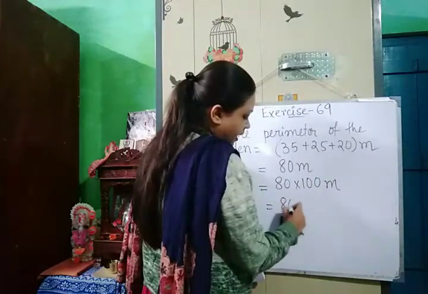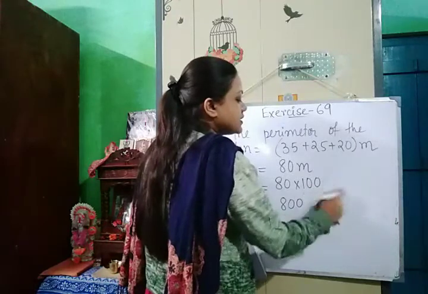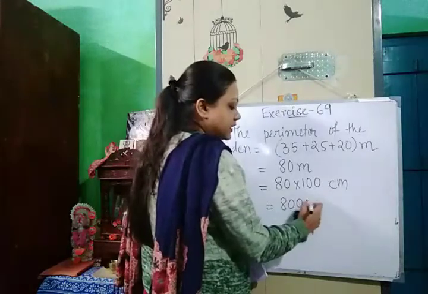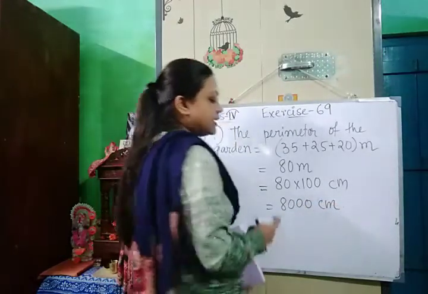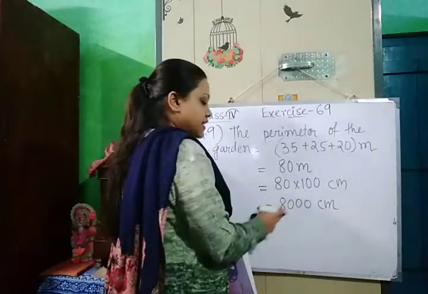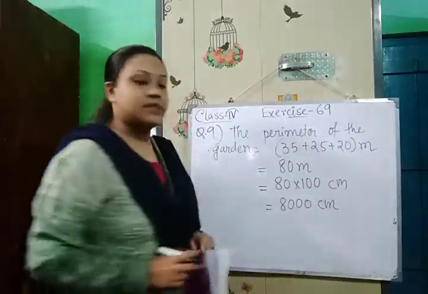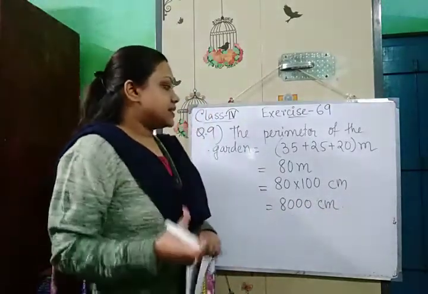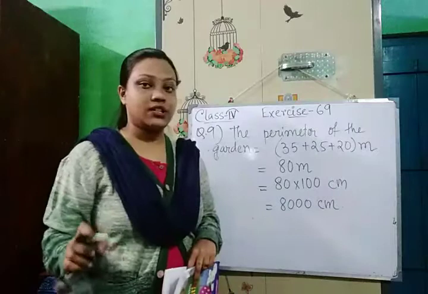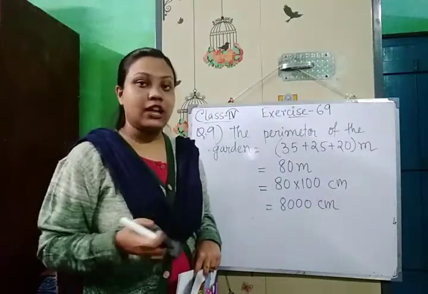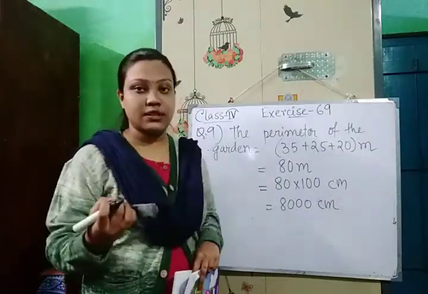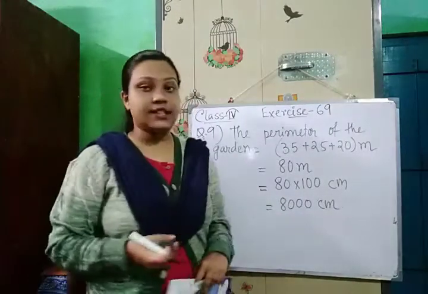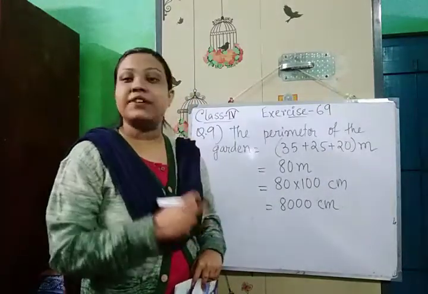So it will be 80 into 100 centimeter. By multiplying by 100 we can convert it to centimeter. So it will be 8000 centimeter. How? 8 ones are 8, then 1, 2, 3 zeros are there. So I have simply put the 3 zeros. So 8000 centimeter is the distance which Rekha needs to cover, meaning the perimeter of the triangle. Now she covers 50 centimeter in one step. Then the number of steps she will need to cover 8000 centimeter is 8000 divided by 50.